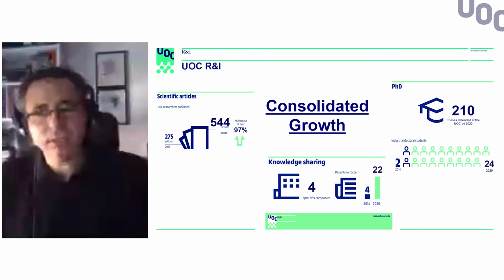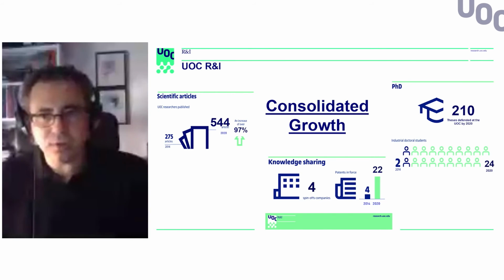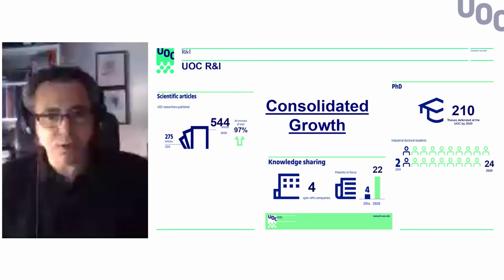And not only in academic output, but also in knowledge transfer and company-related output. Last year, the UOC promoted the creation of 4 spin-off companies, and the number of patents grew from 4 to 22.